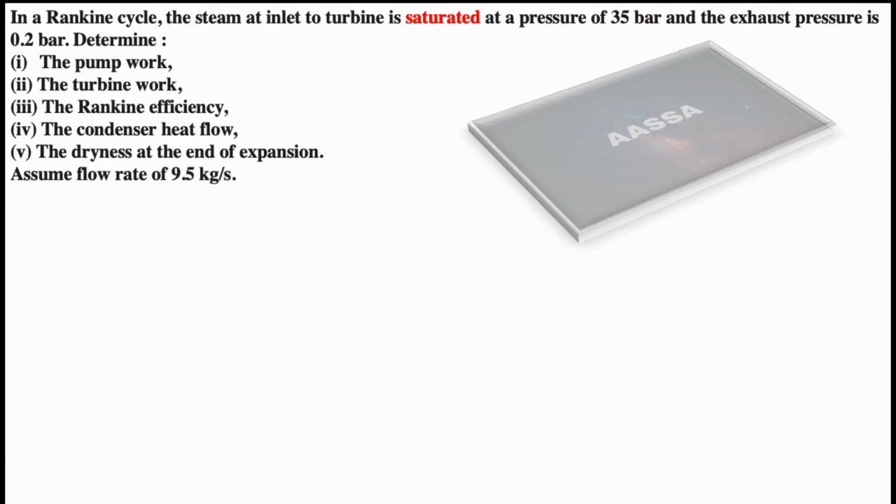Okay, so it's saturated at a pressure of 35 bar and the exhaust pressure is 0.2 bar. Determine the pump work, question number 1. The turbine work, question number 2. The Rankine efficiency, question number 3. The condenser heat flow, that's going to be the fourth question. And the dryness at the end of the expansion, that is question number 5. And also given additional information: assume the flow rate of 9.5 kg/s.